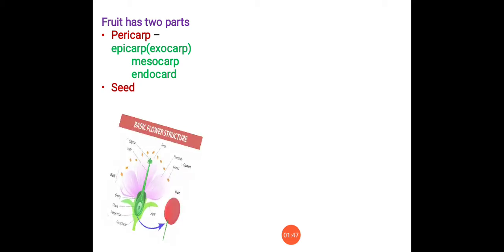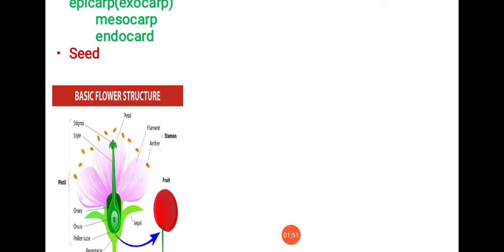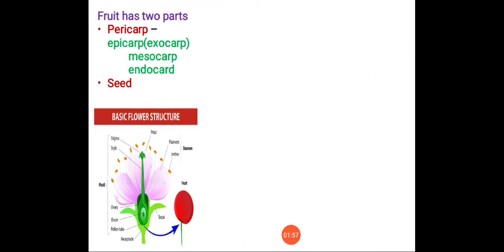Fruit has two parts, pericarp and the seeds. Pericarp develops from the wall of the ovary. It is divided into three parts. They are epicarp, mesocarp and endocarp.